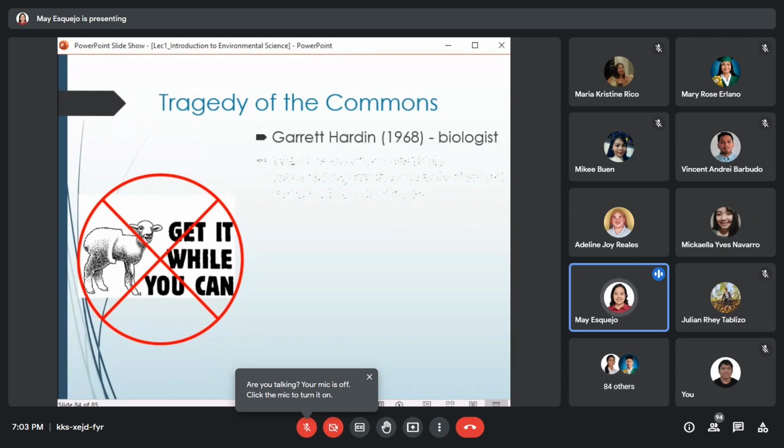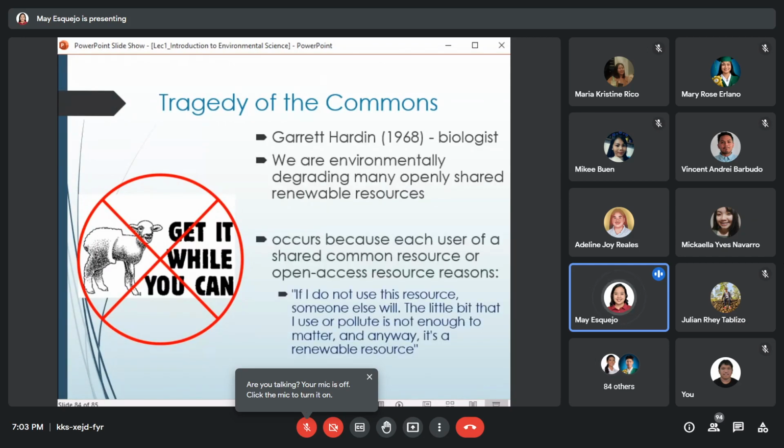Okay, so this is the last slide. I want to share this principle of the tragedy of the commons. This is by biologist Hardin. Sabi niya, we are environmentally degrading many openly shared renewable resources. And it occurs because each user of a shared common resource ay merong ganitong mindset. Sabi, if I do not use this resource, someone else will. So the little bit that I use or pollute is not enough to matter in any way. It's a renewable resource.